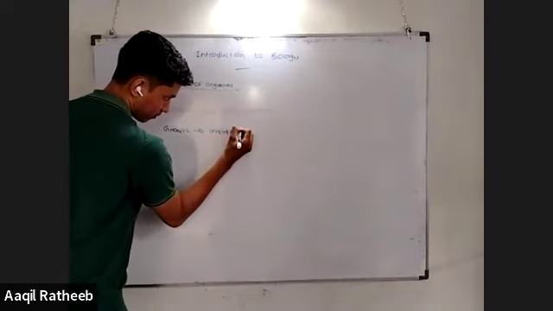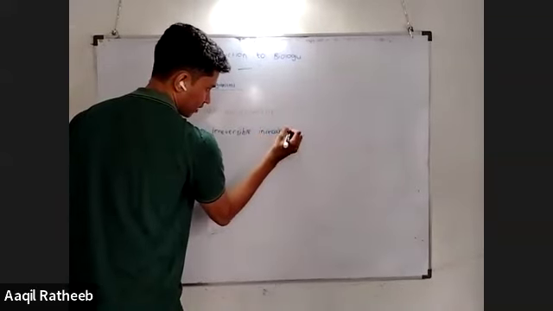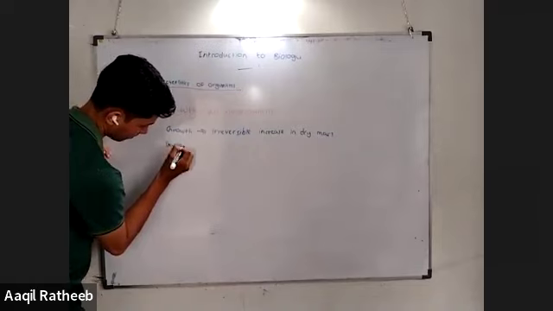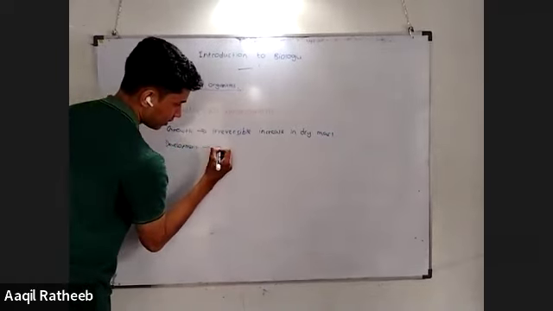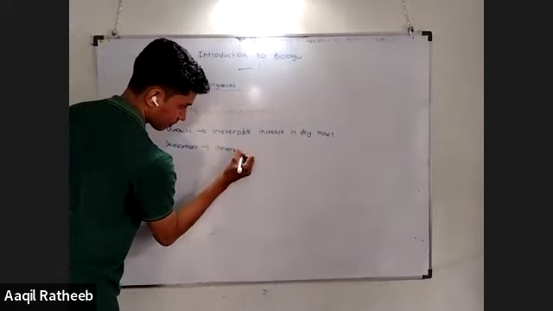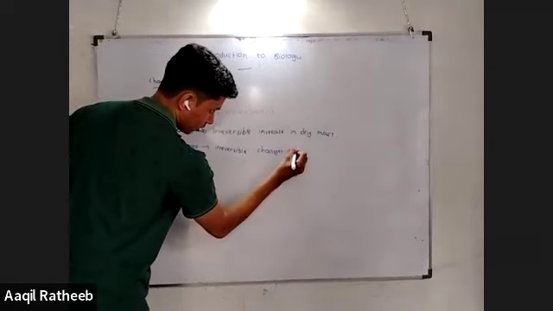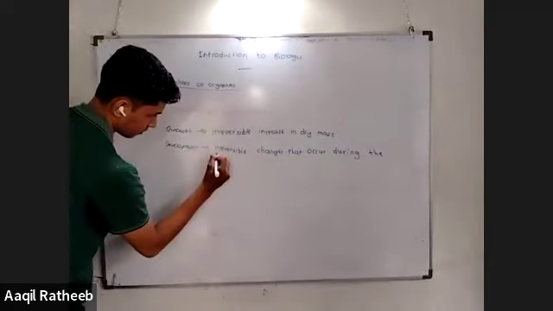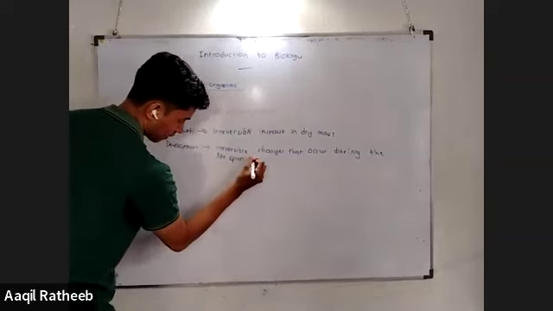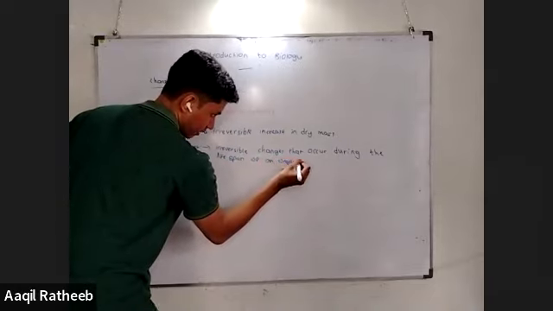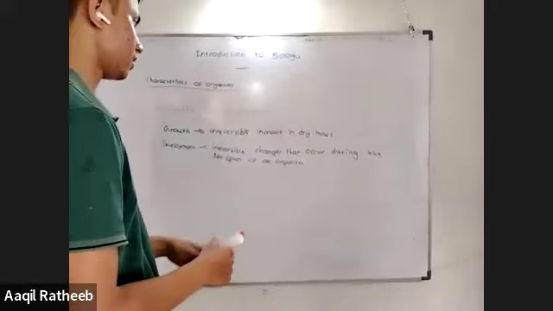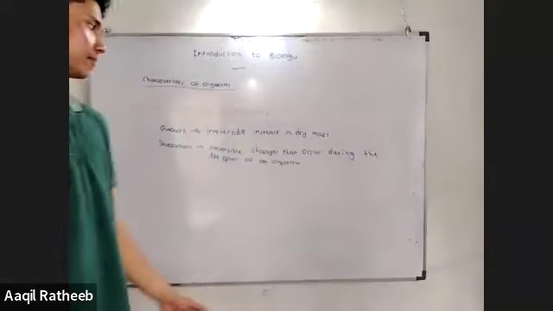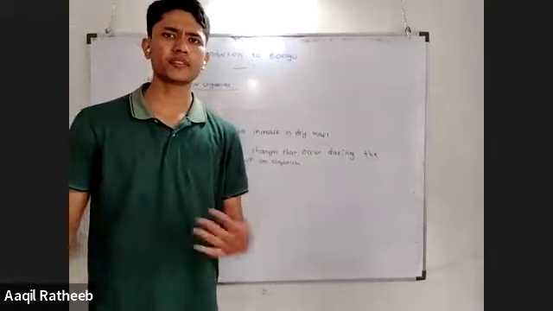Growth means irreversible increase in dry mass. Development means irreversible, both are irreversible, changes that occur during the lifespan of an organism. I wrote this definition without looking because I memorized this and I can still remember. So memorize in a way that you will remember forever. Growth means irreversible increase in dry matter. Development means irreversible changes that occur during the lifespan of an organism.